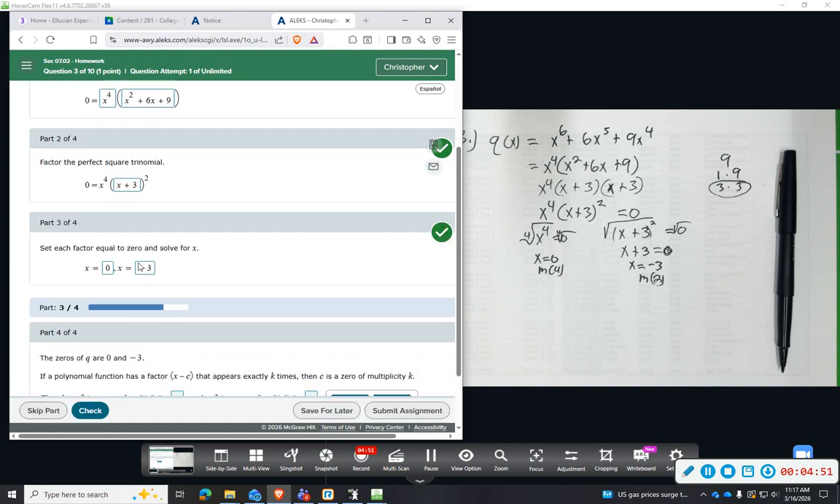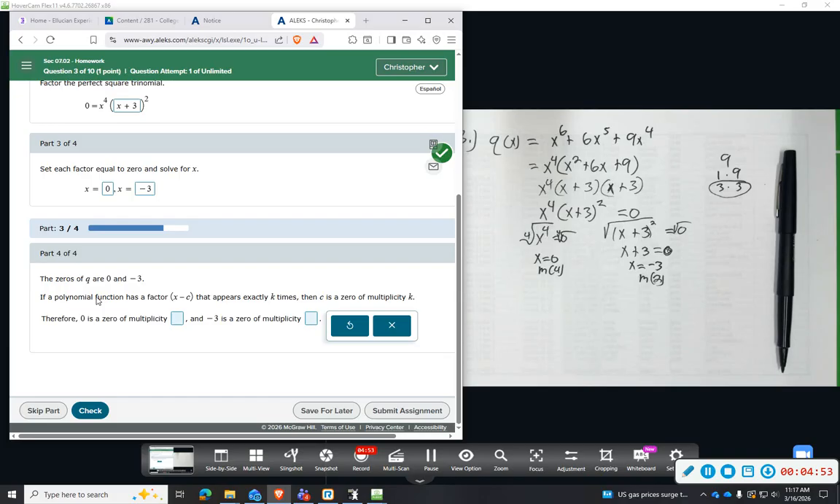And finally, we're going to state, it says if a polynomial function has a factor x minus c that appears exactly k times, then c is a zero of multiplicity k. So that's just a mathematical context. So it says therefore 0 is a multiplicity of 4 because of that power up here. And the negative 3, which came from the x plus 3, is a multiplicity of 2. Okay, it's a double root because of the second power.